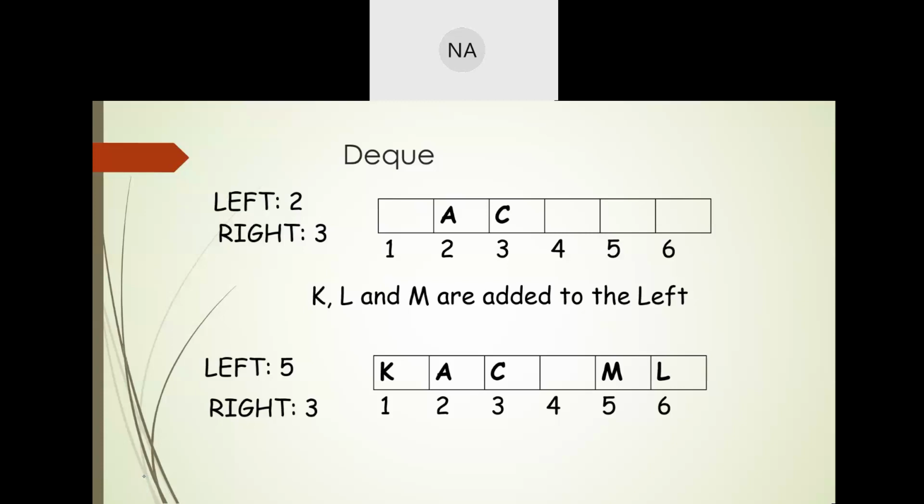Now, in another example of insertion, this is the current state of the deque. Left is 2, right is 3. Now insert 3 new elements K, L, M at the left end. So first insert K, then insert L, then insert M. The left pointer is 2.